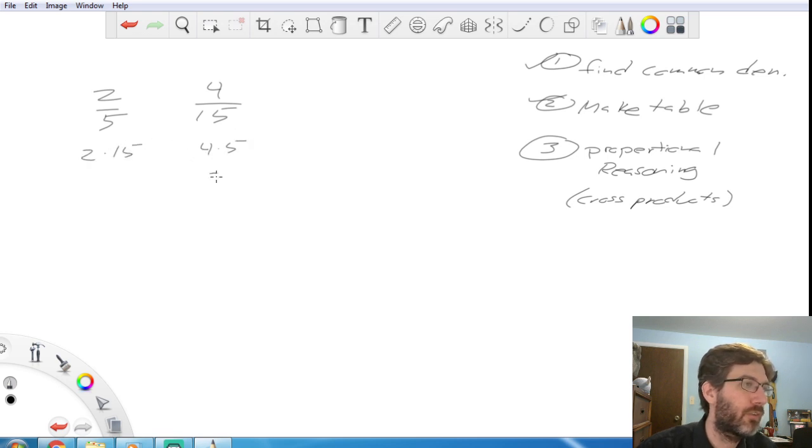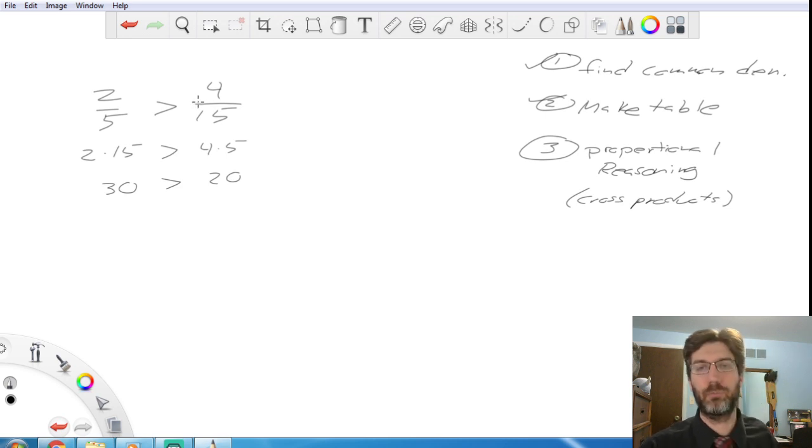4 times 5 gives you 20. 2 times 15 gives you 30. Well, 30 is larger than 20. So 2 times 15 is larger than 4 times 5. So 2/5 is larger than 4/15. That's all you really need to do for proportional reasoning. And again, that's going to the fact that we're assuming these two are equal and they make a proportion. And then we're using the idea that in proportions, cross products are equal.